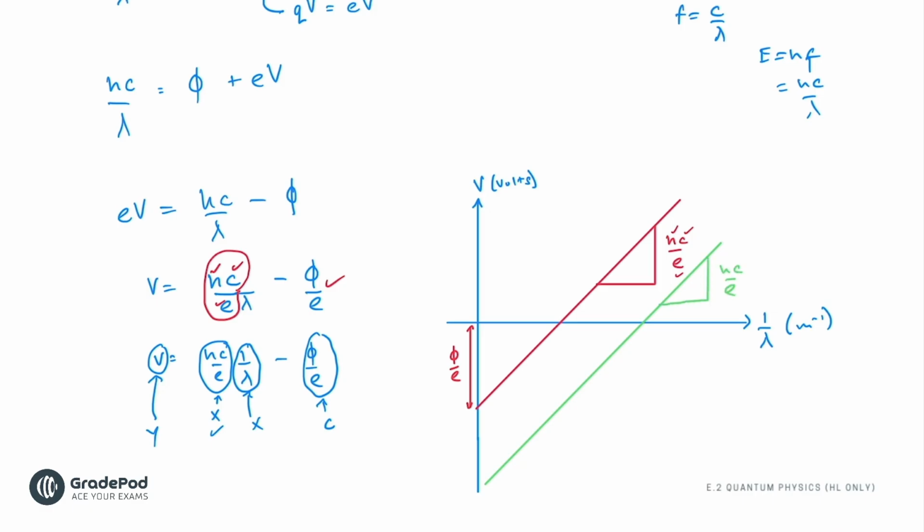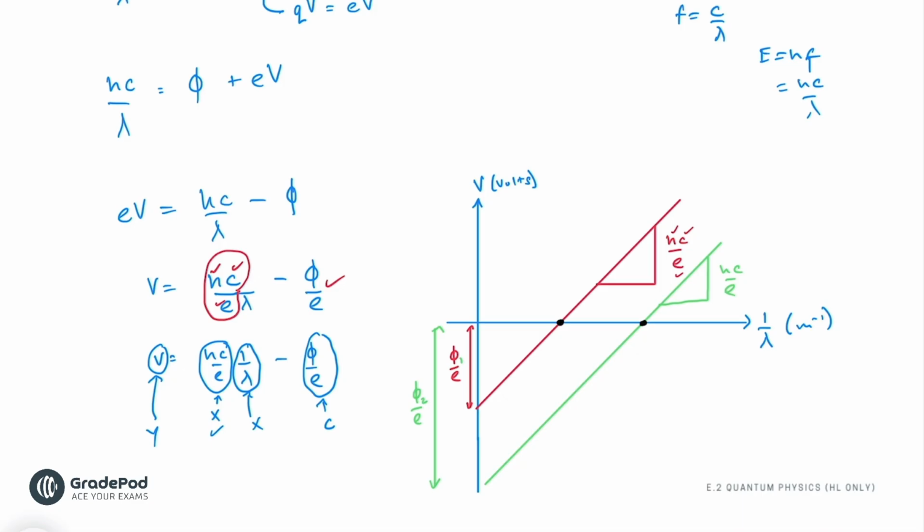That gradient has to be the same, but what you'd notice is that the y-intercept is different because the work function of that metal is different. That is work function 1 for the first metal, and that's work function 2 for the second metal. But the gradient would be the same. You'd also notice that when voltage is 0, there's 2 points where it crosses the axis, and those 2 points are different wavelengths, which represent the different threshold frequencies.